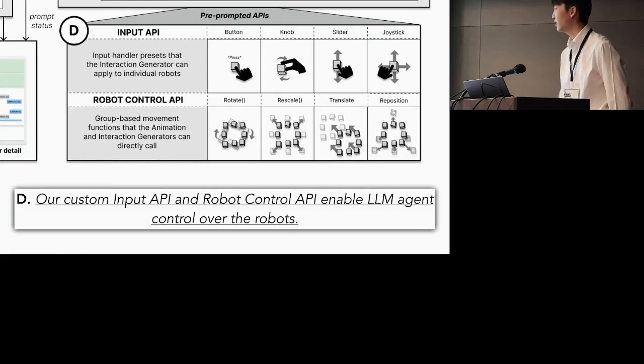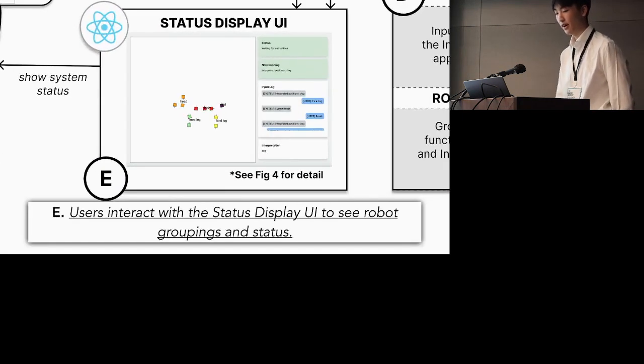We created two custom APIs for the LLMs to call upon to create this interaction and animation. The key point is that this abstracts and simplifies the control, so users are able to expect an animation to be produced within about 5 seconds of requesting it. And finally, we use a status display UI to convey key information like the robot's groupings.